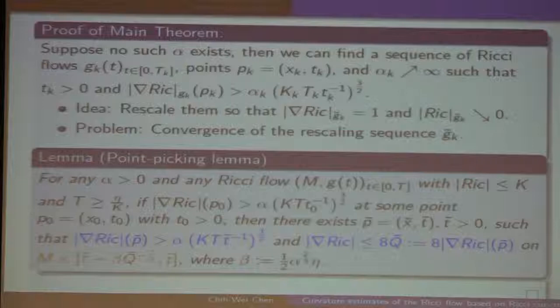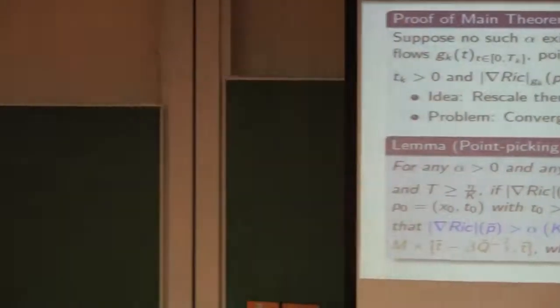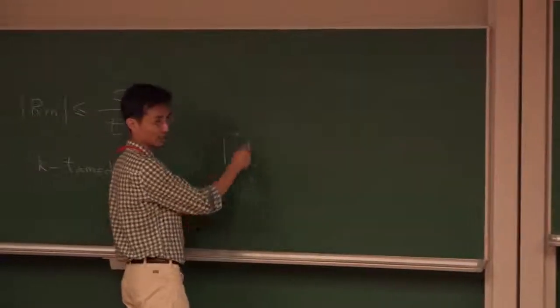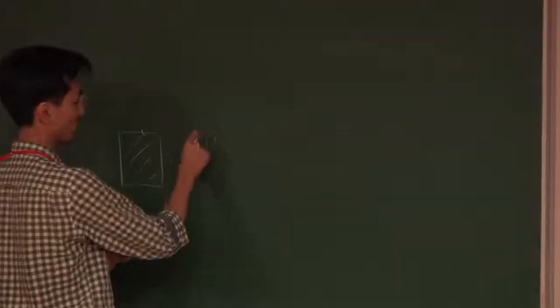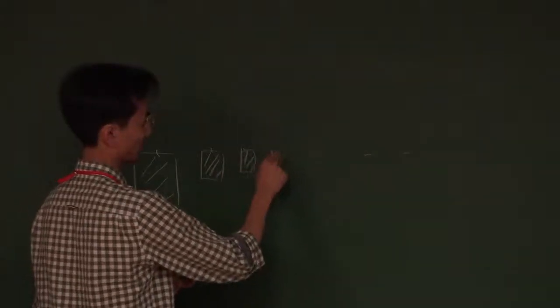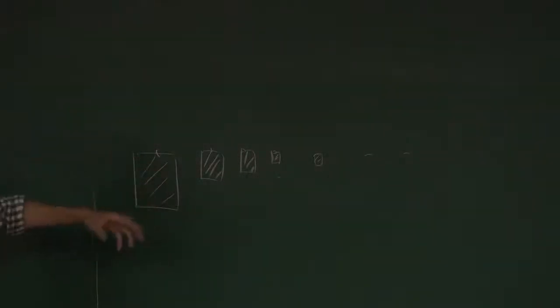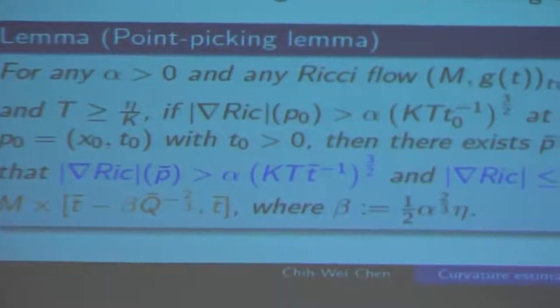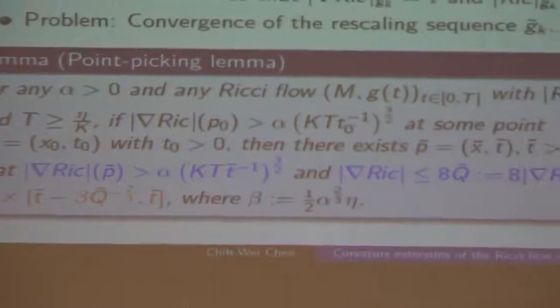If you have a point and you want to do the rescaling and blow up, you need to find a space-time parabolic neighborhood with good properties, so that after rescaling, this parabolic neighborhood has good control. At least the curvature after rescaling should be bounded, so that you can take a convergent subsequence. Okay. So we need a point picking lemma which says that near the point pk you can find a parabolic neighborhood in which all the derivative of Ricci can be bounded by 8 times the derivative of Ricci at the point pk.